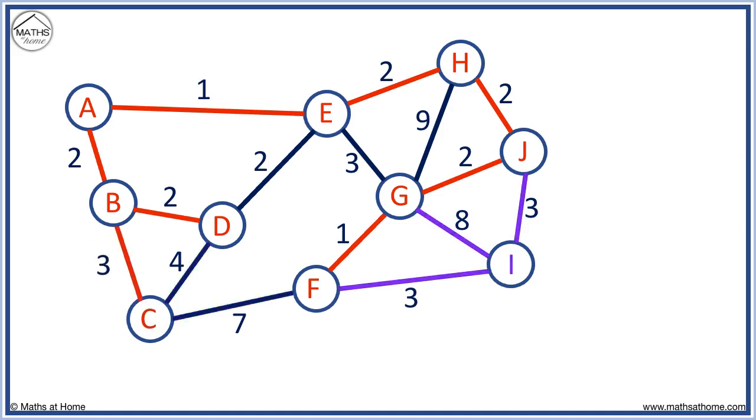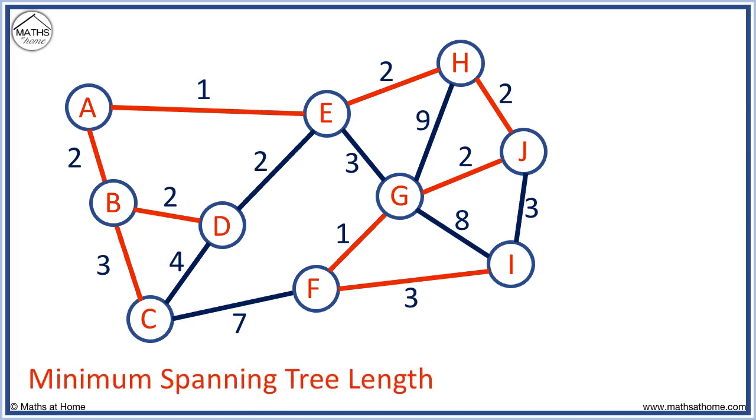Now our only unconnected node is I. We can choose either 3. We will choose this one. Now all nodes are connected, we are done. The minimum spanning tree length equals 2 plus 1 plus 2 plus 3 plus 2 plus 1 plus 2 plus 2 plus 3, which equals 18.